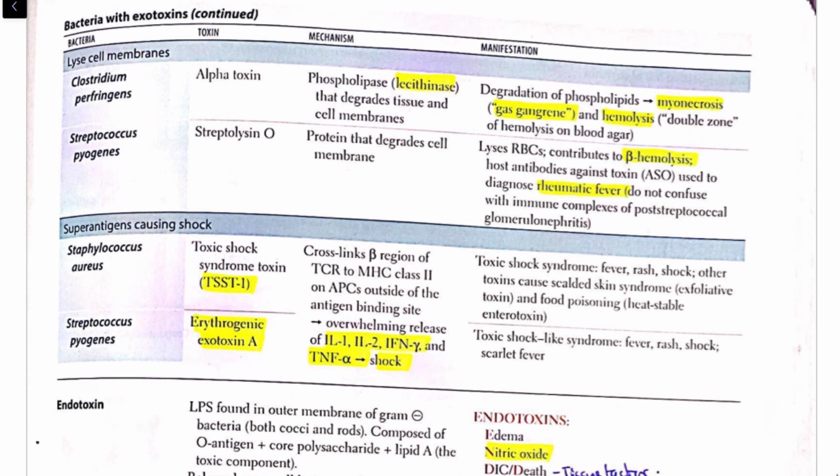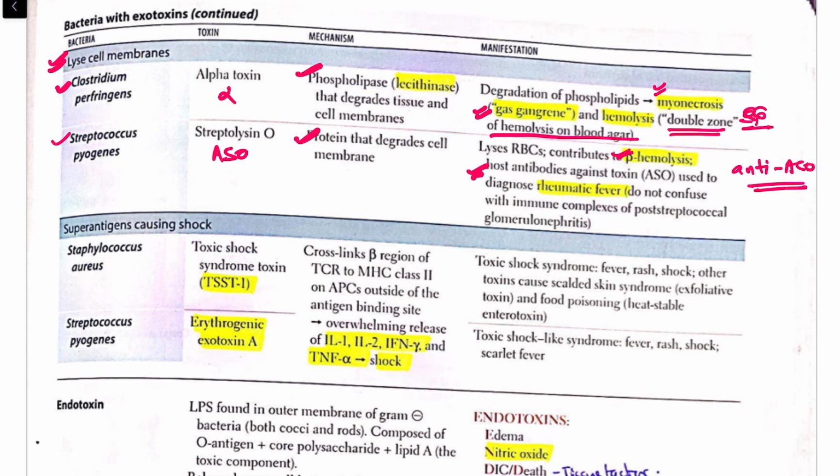Then next mechanism is by lysis of cell membrane. This is by Clostridium perfringens and Streptococcus pyogenes, with the alpha toxin and streptolysin O respectively. In Clostridium perfringens, the alpha toxin, which is a phospholipase or lecithinase, degrades the tissue and cell membranes, which causes myonecrosis and hence gas gangrene and hemolysis, right? And remember, there is a double zone of hemolysis seen on blood agar. While with Streptococcus pyogenes, the streptolysin O is a protein that degrades the cell membrane and leads to beta hemolysis, right? Remember that the host antibodies against it, anti-ASO, are used to diagnose rheumatic fever.